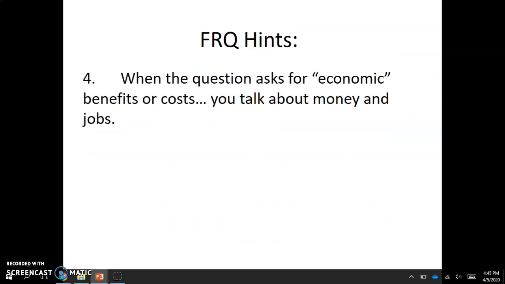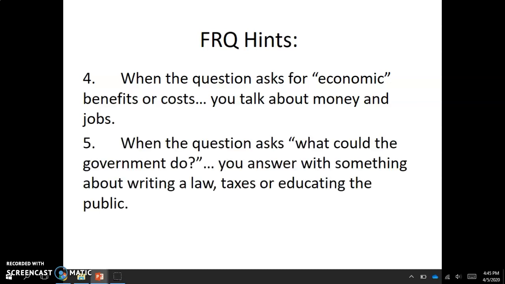When it asks for economic benefits or cost, money and jobs. Money and jobs. You have to talk about money. It's all about the money.